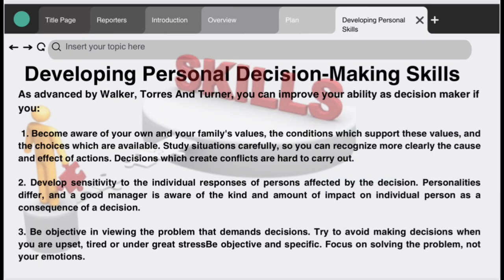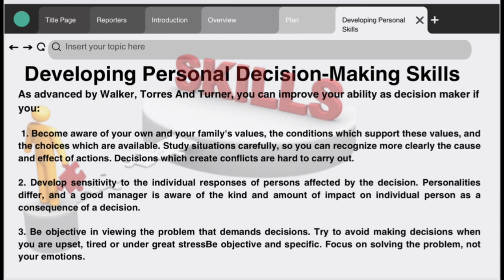Developing personal decision-making skills. Number one, become aware of your own and your family's values, the conditions which support these values, and the choices which are available. Study situations carefully so you can recognize more clearly the cause and effect of the action. Decisions which create conflicts are hard to carry out. We should analyze the situation first before deciding and make a consideration. Consider the people around you, like your family who values you, and carefully recognize the situation you are in.